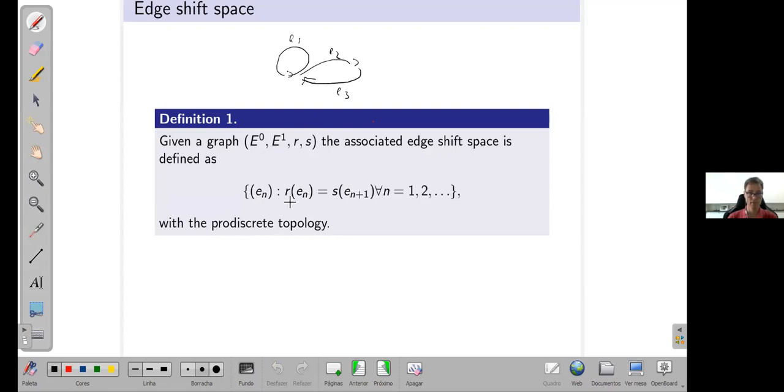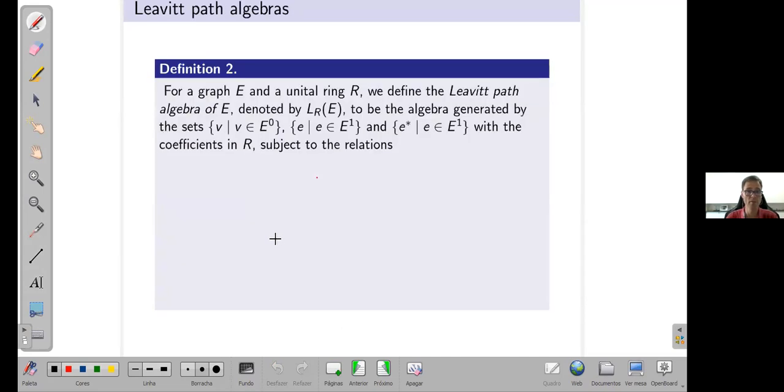We have the spaces here. The topology, I already mentioned to you what it is. I'll tell you now how to associate an algebra to it. So let's say we start with a graph E, and we have any unital ring. But you can think, if you want, of a field. It's not too bad to think of a field. It's very usual to just have the complex numbers, for example.